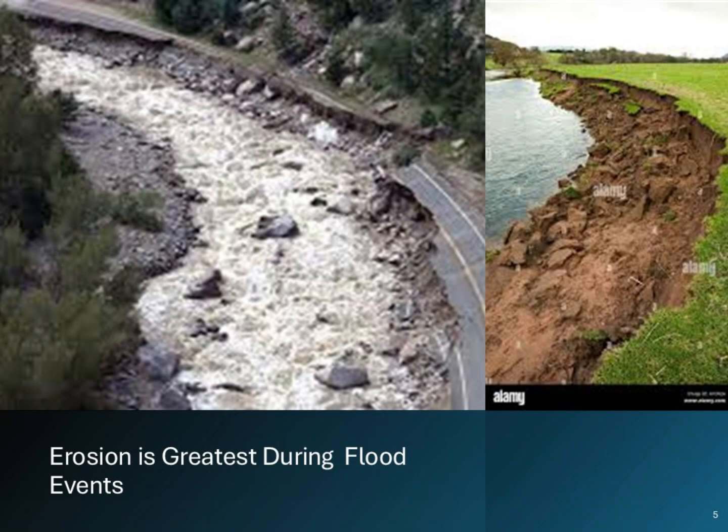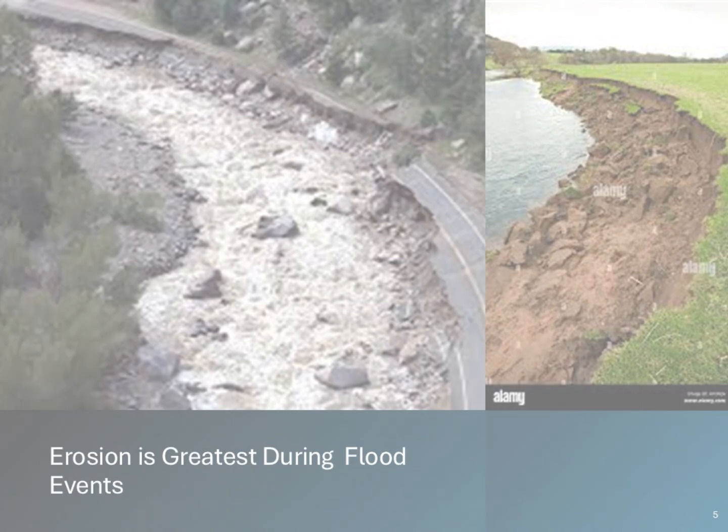Most of this channel change does not happen during normal low flow conditions. Meanders grow and migrate primarily during flood events. During floods, water moves faster, carries more sediment, and exerts greater force on the channel banks. From a geomorphic perspective, floods are not just hazards. They are the events during which rivers do most of their work. If we want to understand why a river looks the way it does today, we need to think about its flood history, not just its average flow.